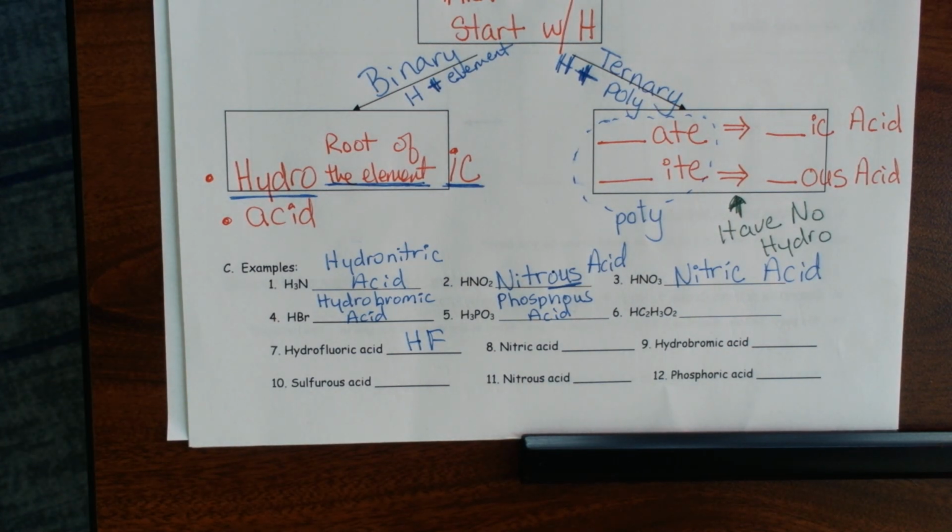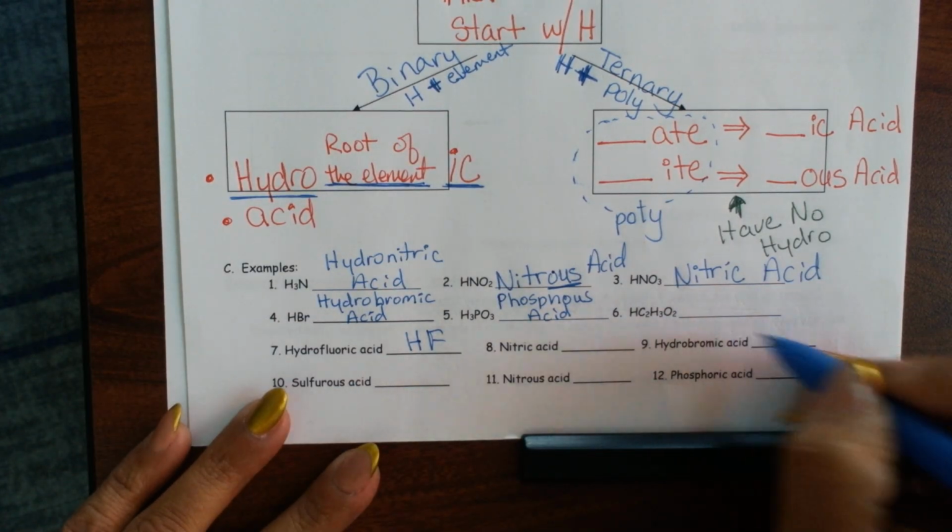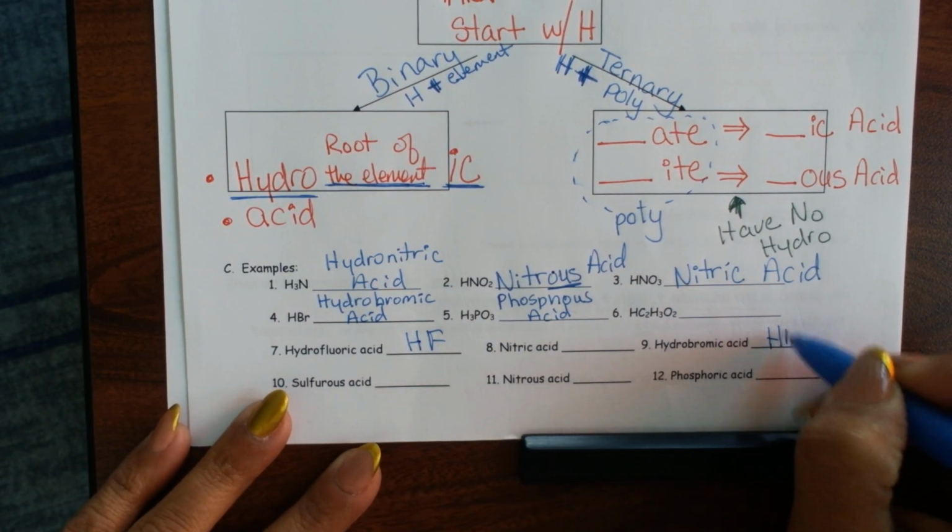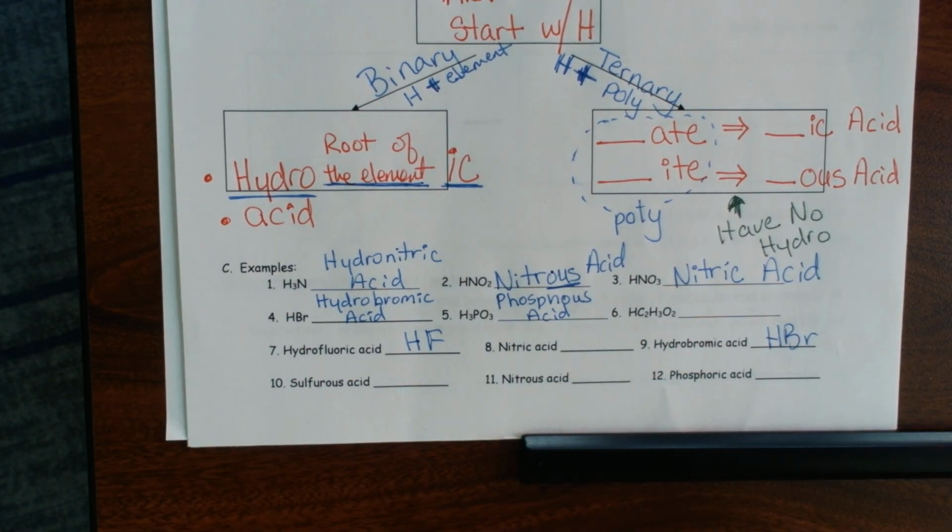Oh, that means that number 9 is going to be easy too. It's binary because it starts with hydro. So it's a hydrogen plus 1 element off the periodic table, which is going to be HBr. That's it. Let's go ahead and go to number 8.